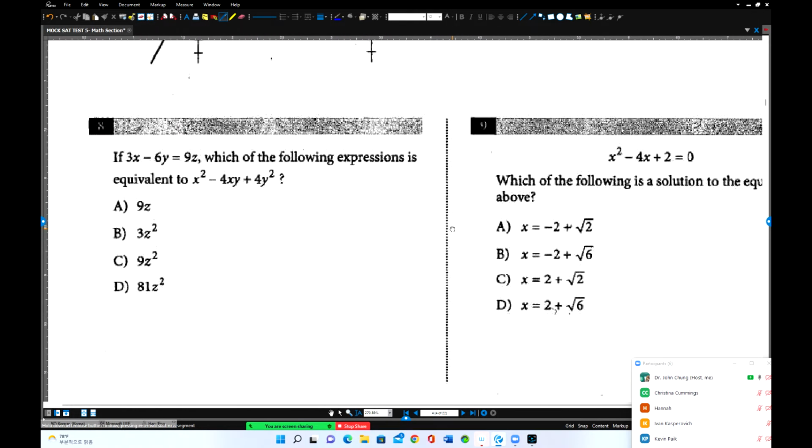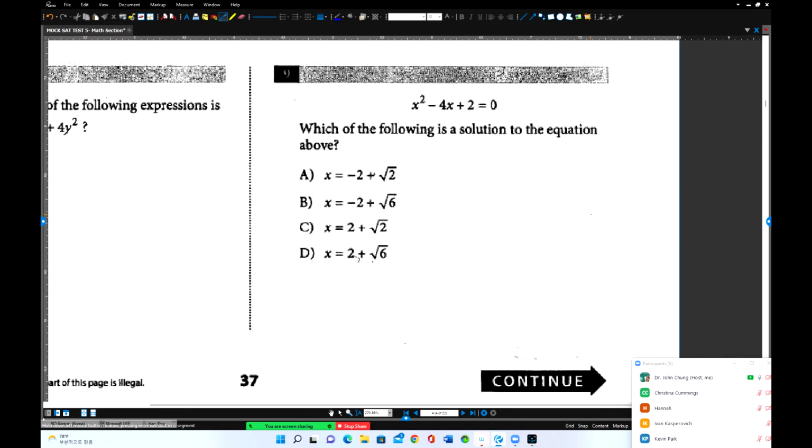This is number 9. When you take a look over here, that is not factorable because they all have radical numbers. So that is not factorable, you know that. So use the quadratic formula. The quadratic formula is negative b plus or minus the square root of b squared minus 4ac, over 2a. So b is negative 4. Negative b is positive 4. B is negative 4, c is 2, right?